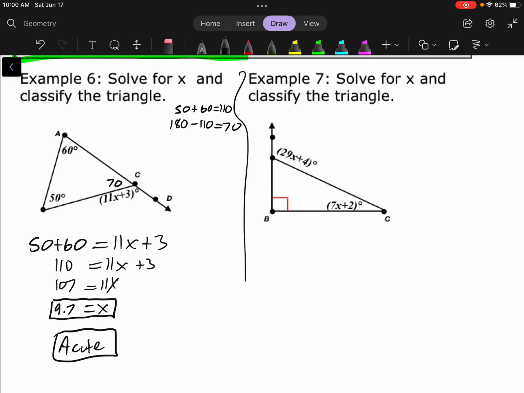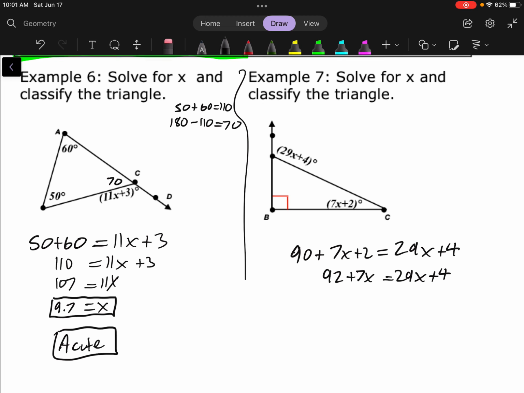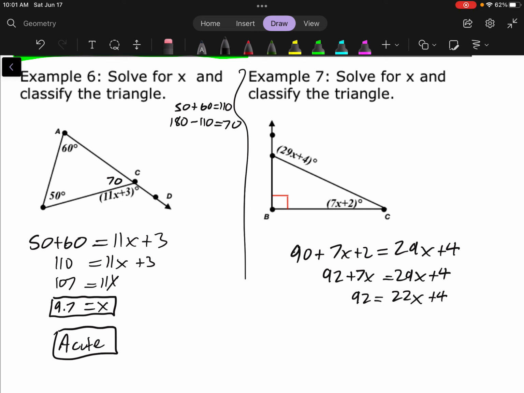Okay, then example 7 over here. If we take the sum of the 2 interior angles, that's 90 and 7x plus 2. We add those together, it's got to be equal to the exterior, which is 29x plus 4. 90 and 2 give me 92 equals 29x plus 4. Subtracting the 7x gives me 22x plus 4. Subtracting the 4 gives me 88. And then we divide and we get that x is 4.